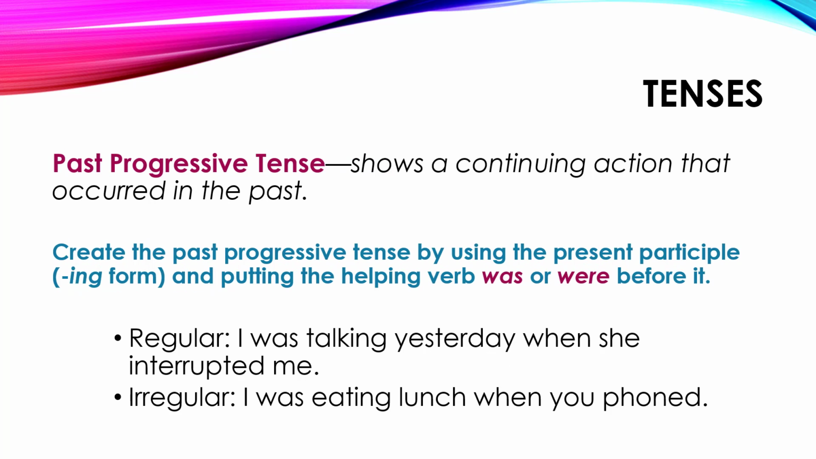Past progressive tense shows a continuing action that occurred in the past. Create the past progressive tense by using the present participle ing form and putting the helping verb was or were before it. I was talking yesterday when she interrupted me. So the talking happened in the past, but it was something that took a period of time. It was continuing when it happened.